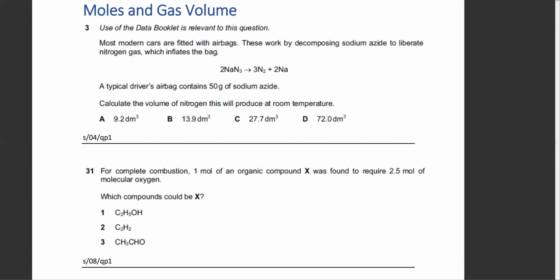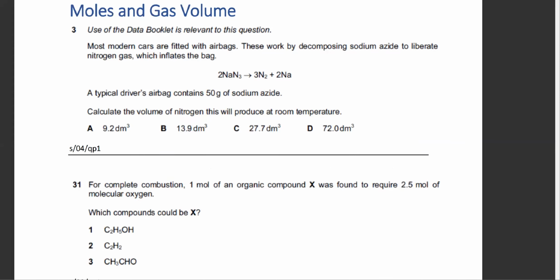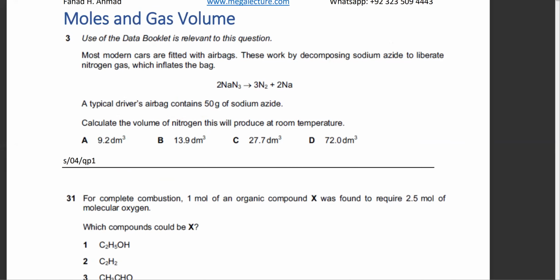The other thing is you need to know something about moles and gases. ठीक है, वो मैं add करूँगा. So moles and gas volume: you know that 1 mole of gas occupies 24 dm cube, ठीक है? But this time, unlike O levels, you always assume that it occupies 24 dm cube. In A levels, you're not going to assume.